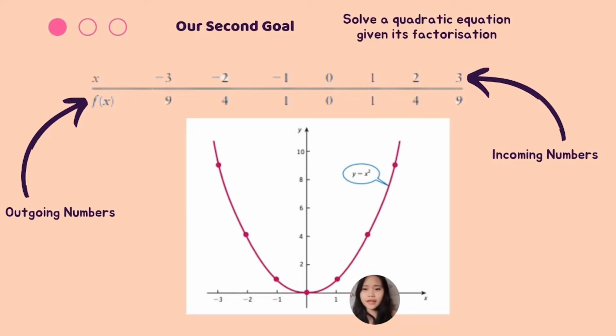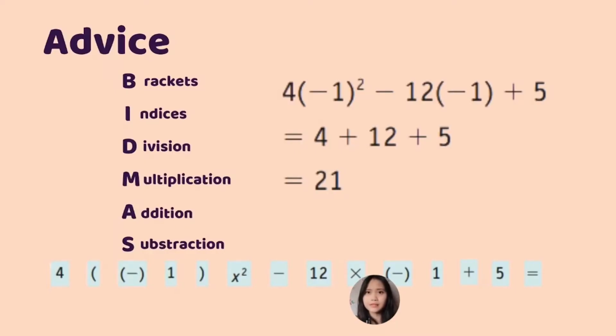So f of x equals x squared. So x equals negative 3, negative 2, negative 1, 0, 1, 2, and 3. So f of x is 9, 4, 1, 0, 1, 4, and 9. So negative 3 to 3 for x are the incoming numbers, and 0 to 9 for f of x are the outgoing numbers. Advice: the following problem is designed to give an opportunity to tabulate and sketch graphs of more general quadratic functions.